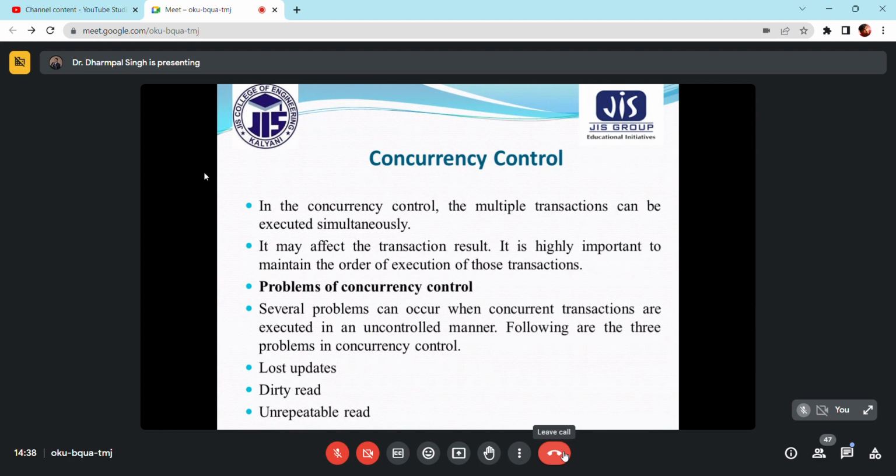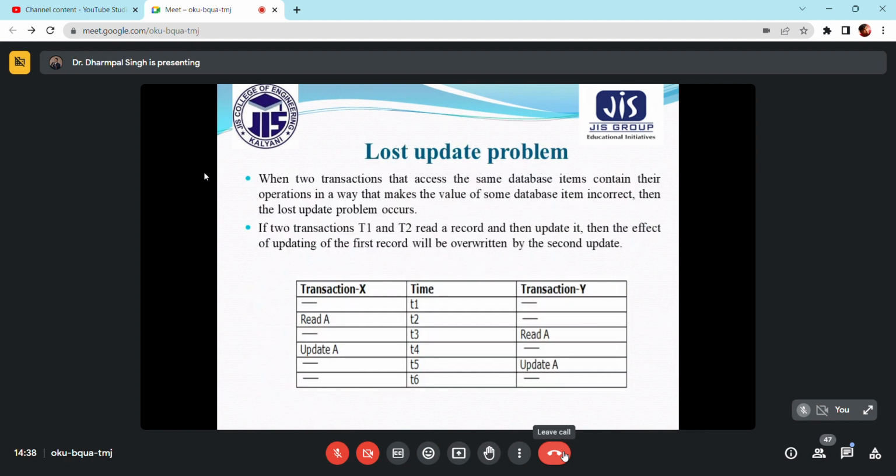So the problems of concurrency control are many. Several problems can occur when concurrent transactions are executed in an uncontrolled manner. Following are the three problems in concurrency: lost update, dirty read, and unrepeatable read. What is lost update? See this part. There are two transactions executing on the value. Here lost update means whatever update is done by a transaction is lost.